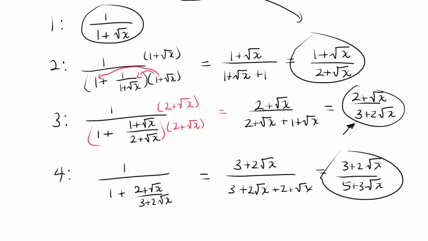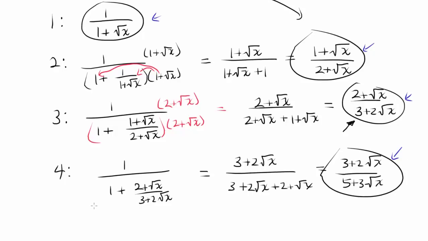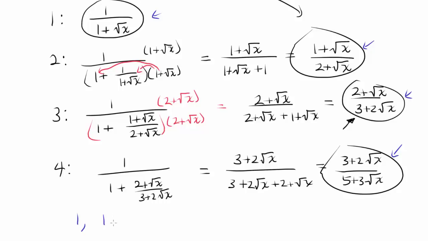And I want you guys to look at each of these fractions and see if you can find a pattern. Okay, so let me write it like this. 1 plus square root of x. So you have 1 divided by 1 plus square root of x.